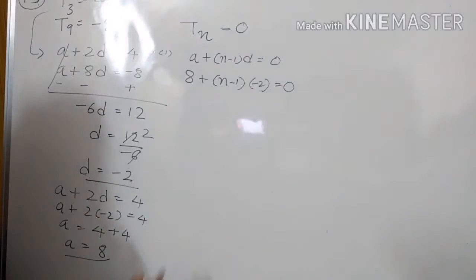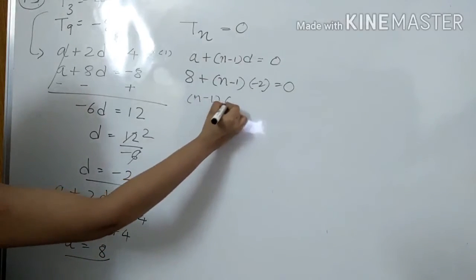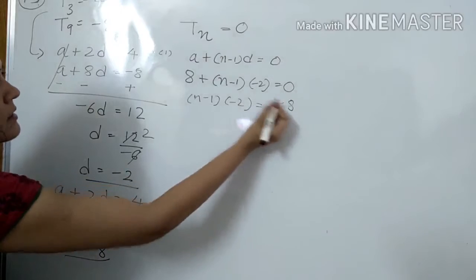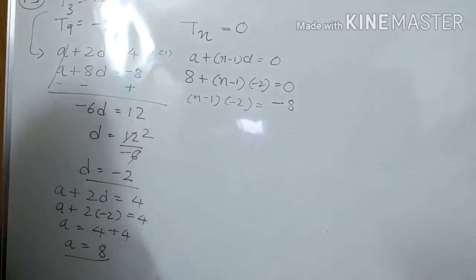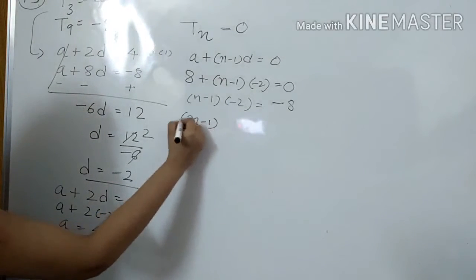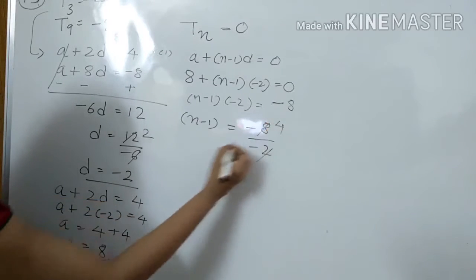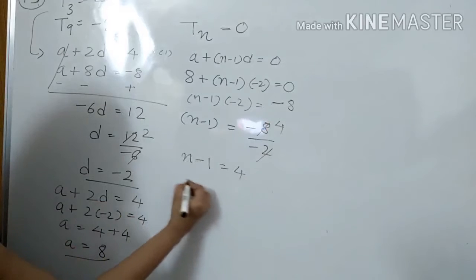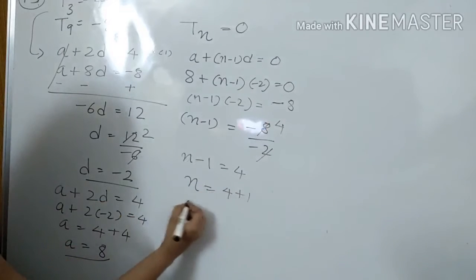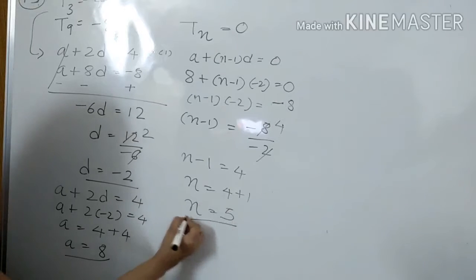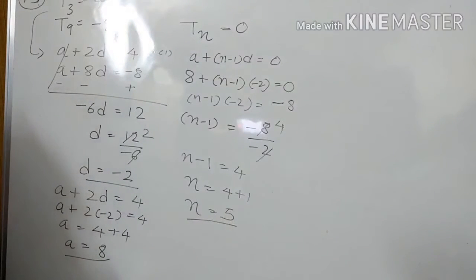Taking 8 to the other side, this remains as it is, and this 8 goes to the other side, so it becomes minus 8. Now n minus 1 is equal to minus 8 divided by minus 2. So we get 4 here. N minus 1 is equal to 4. So n is equal to 4 plus 1, 5. So here we find our n value 5. So which term of the AP is 0? That is, the fifth term of this AP is 0.